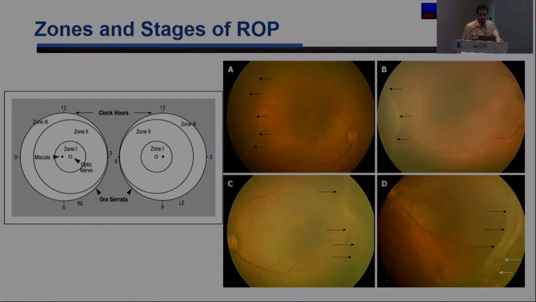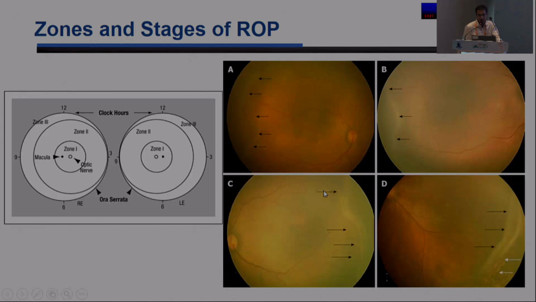We are well aware of the zones and various stages of ROP. To be focused on here is zone 1 and posterior zone 2, where if ROP develops in this zone, it needs to be aggressively managed because it is sight threatening. So, to just summarize, we have stage 1, where we have a demarcation between the vascular and the avascular retina. When this gains a height, it becomes a ridge. So this is stage 2.